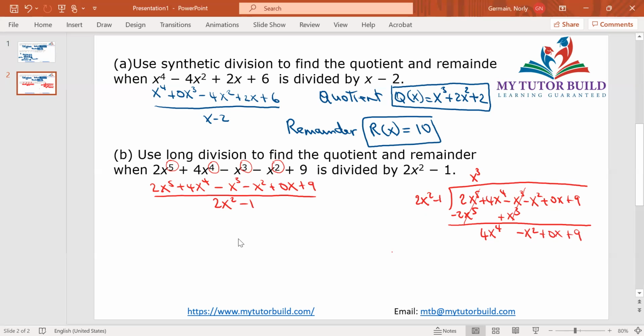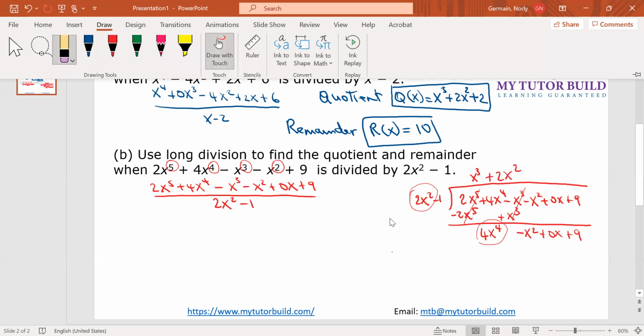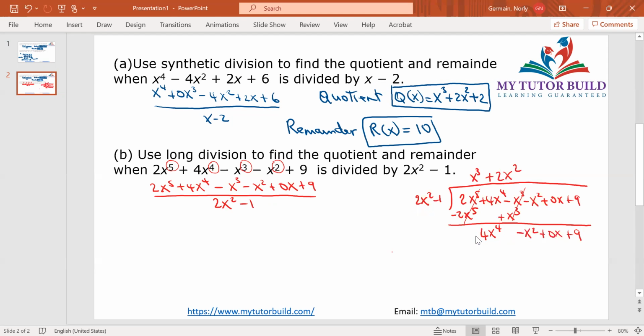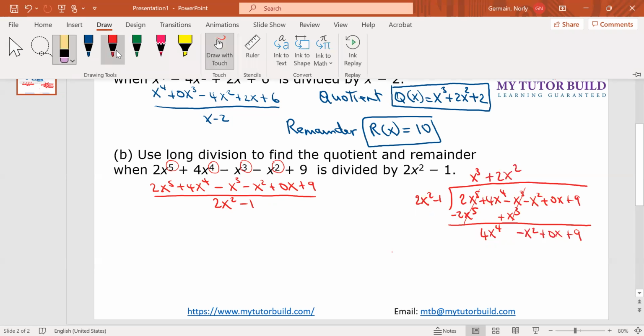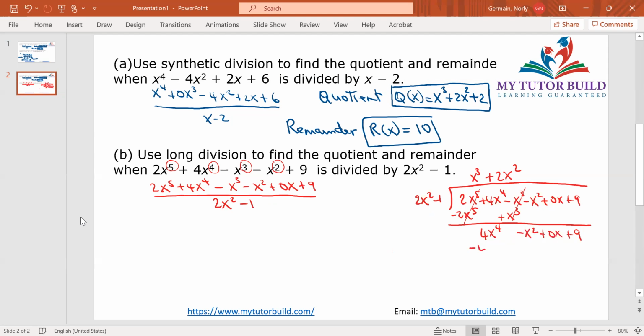Now, I have 4x power 4. I ask, by what should I multiply 2x squared to have 4x power 4? Yes, you need to multiply 2x squared by 2x squared, because 2x squared times 2x squared gives us 4x power 4. Is that correct? Yay. Let me erase this so we can have enough space for that. All right. 2x squared times 2x squared gives us 4x power 4. But when we write it down, the sign changes, so it is going to be negative 4x power 4.